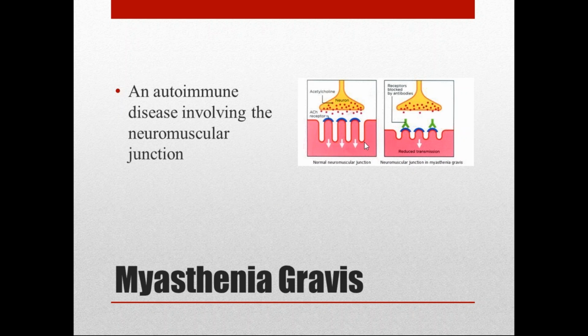Okay, so I think it helps us understand the neuromuscular junction. So that's why I include myasthenia gravis. I don't think you'll run into it a lot. Sometimes it just affects the eyes, and sometimes it's a little bit more serious.